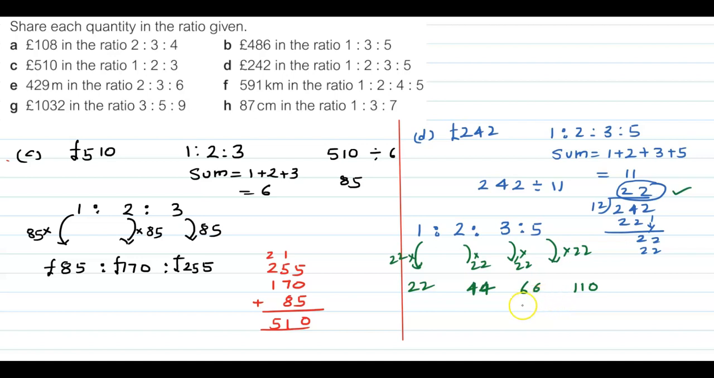Okay. So first person will get 22 pound. Second person 44. Third person 66. And fourth person 110. So checking part now. You add 110 plus 66 plus 44 and plus 22. And let's see what your answer is. 6 plus 4 is 10, 11, 12. Okay, carry 1. 1 plus 1 is 2 and 6 is 8 and 4 is 12, 13, 14, carry 1 and it is 242. Okay, so this is the way you solve a ratio problem.